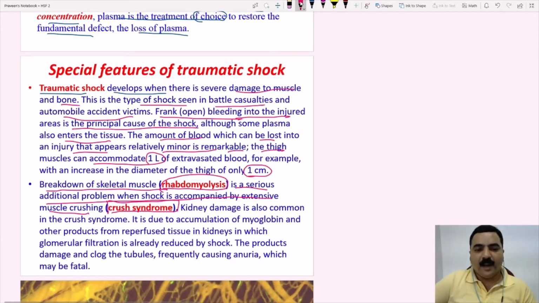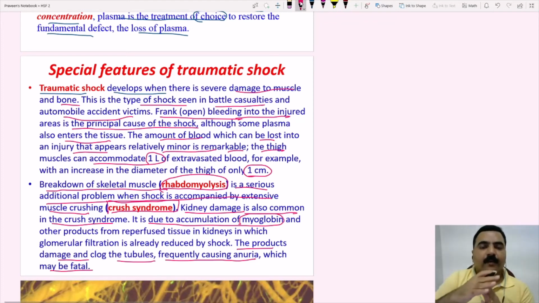So what will happen? The myoglobin will go and block the kidney and cause kidney damage. Kidney damage is also common in crush syndrome. It is due to the accumulation of myoglobin and other products from the reperfused tissue in the kidneys, in which the glomerular filtration is already reduced by shock. So this myoglobin will go and block the nephrons. The products damage and clog the tubules, frequently causing anuria, which may be fatal.